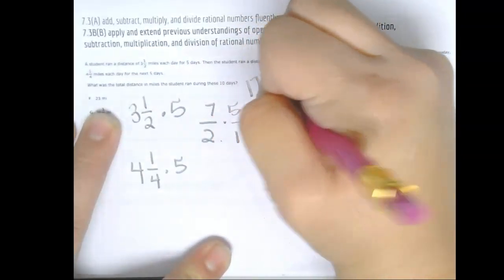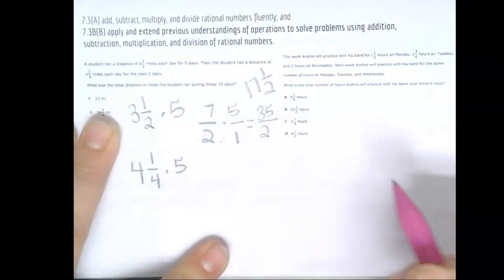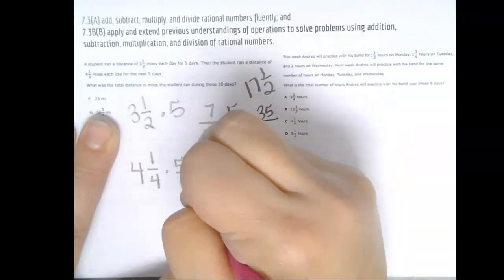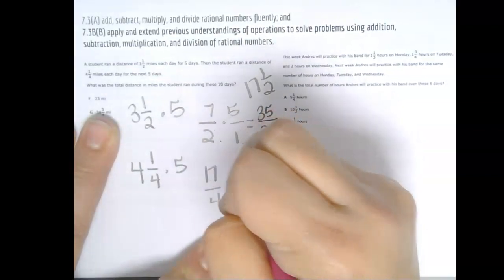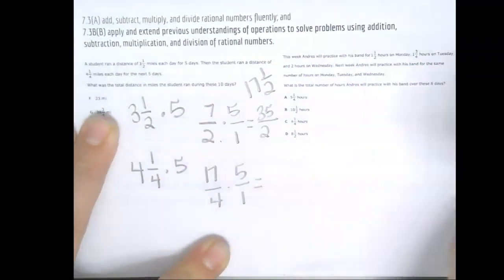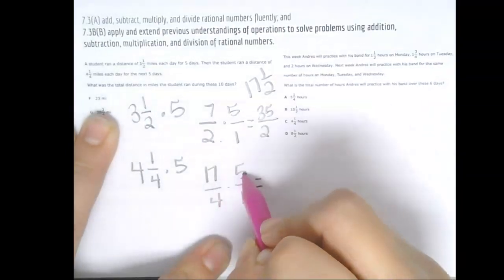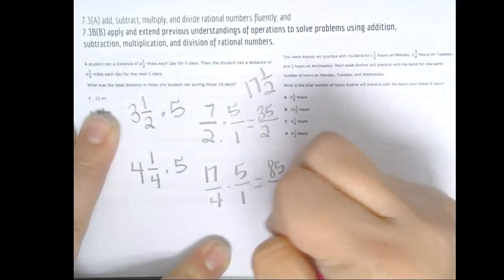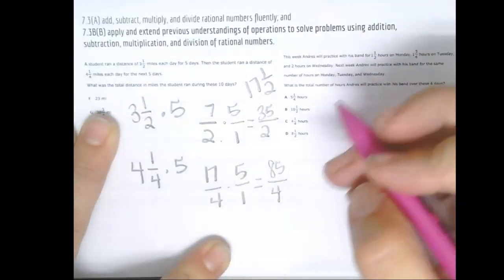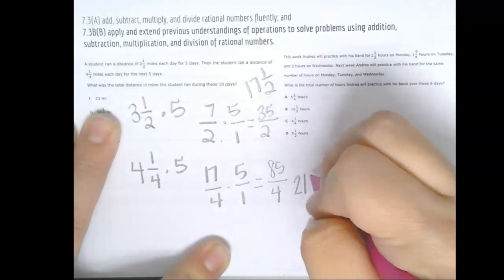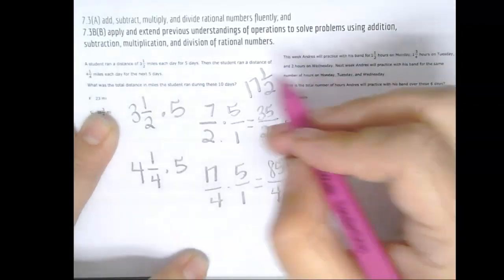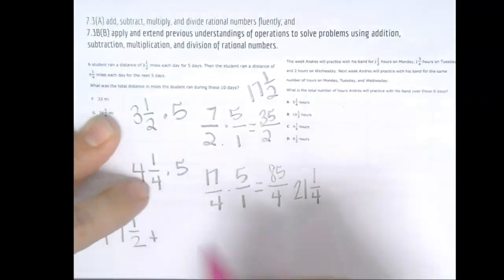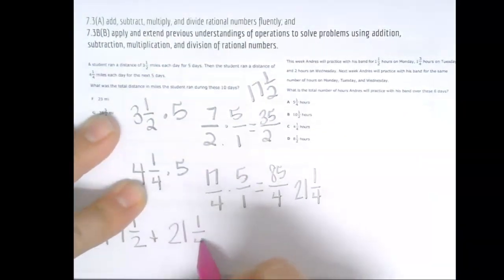17 1/2, okay? And then here we have 4 times 4 is 16, plus 1 more, so that would be 17/4 times 5 over 1, because remember, he's running these distances each day. So we have 17 times 5, and that would give us 85 over 4, and that ends up giving us 21 1/4, okay? So then we have these two numbers, 17.5 plus 21 1/4, okay?